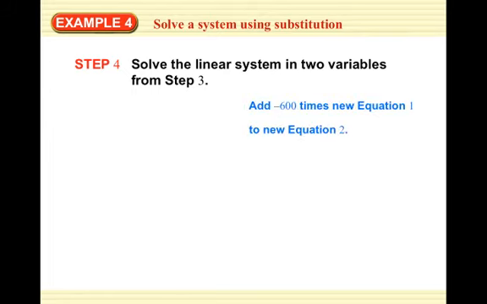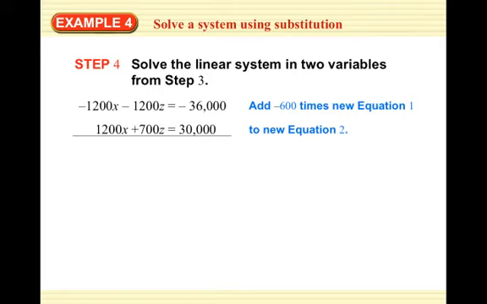All right, so we're going to add negative 600 times new equation 1 to new equation 2. That way we get opposites for our coefficients. We want negative 1200 and 1200. So that gives me negative 1200x minus 1200z equals negative 36,000. I'm going to add to that my new equation 2. So 1200x plus 700z equals 30,000. The x's eliminate, which is what we wanted. Negative 1200z plus 700z is negative 500z. Negative 36,000 plus 30,000 is negative 6,000. So now we're going to divide by negative 500 and we get z equals 12.